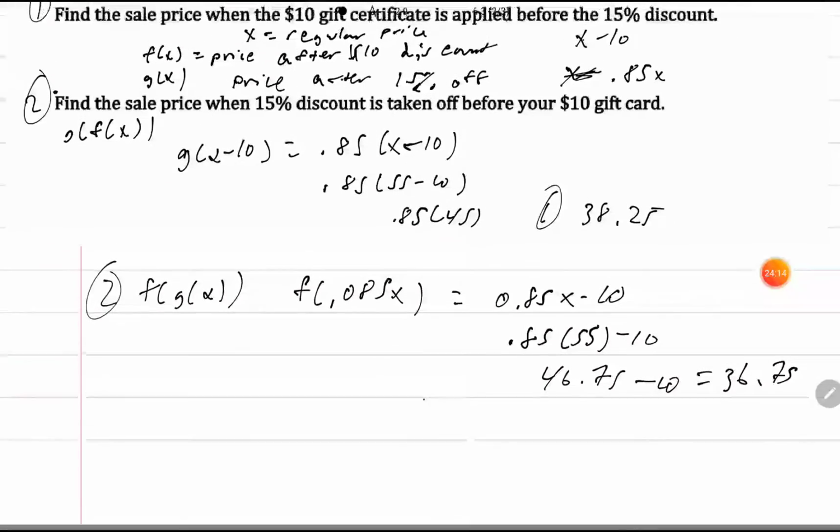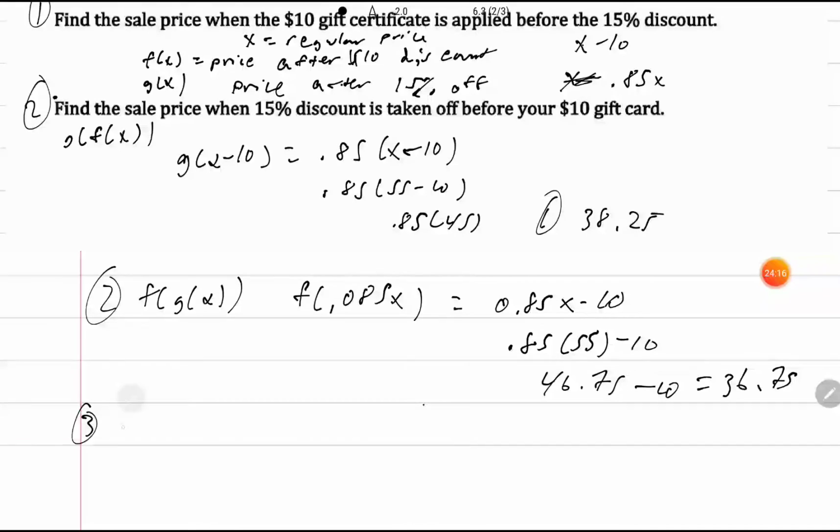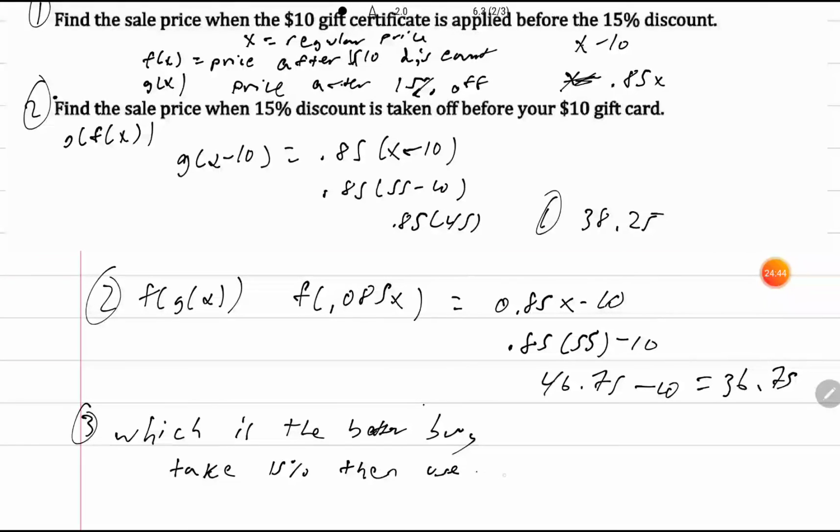So which one's better? Which is the third question here. Which is the better buy? That would be our second option. So you want to take 15% off, then use your $10 gift card. Take 15% off, then use gift card.